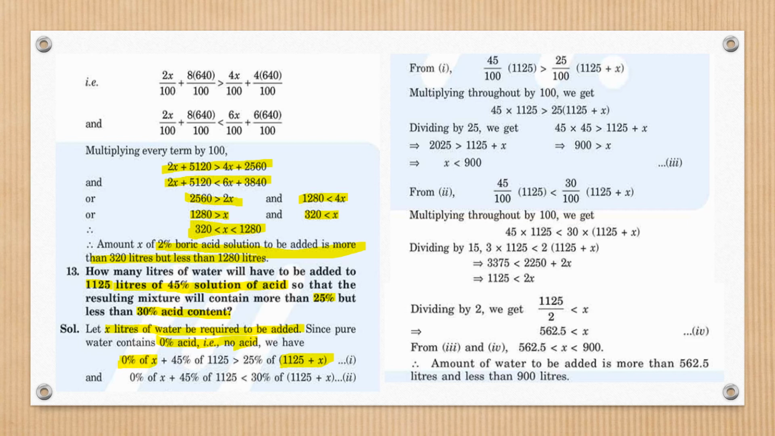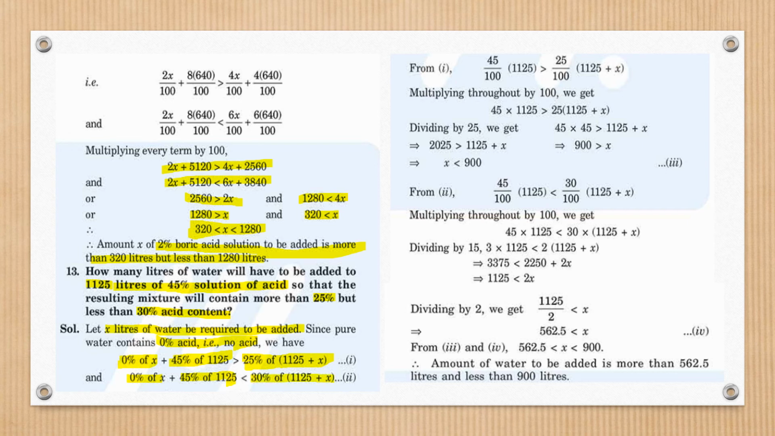Okay, so how many liters of water is to be added? So 0% of x plus 45% of my original acid, which is 1125, should be greater than 25% of the resulting mixture, meaning 1125 plus x. And 0% of x plus 45% of 1125 should be less than 30% of 1125 plus x.